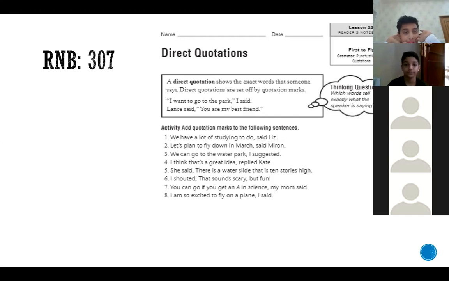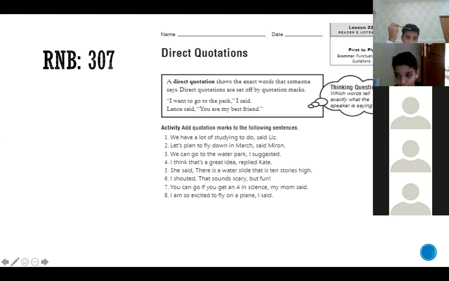Start with quotation marks like this, the way we have done it in the example. Look at the example, right? Next to "I", there is a quotation mark. So you put the quotation mark here before "we", and then close it after the comma. Turki, have you understood? Yes. Okay, read the second sentence now. Let's plan to fly down in March, said Umairan. Turki, it's not "plane", it's "plan". Right? Let's plan to fly down in March, said Umairan.